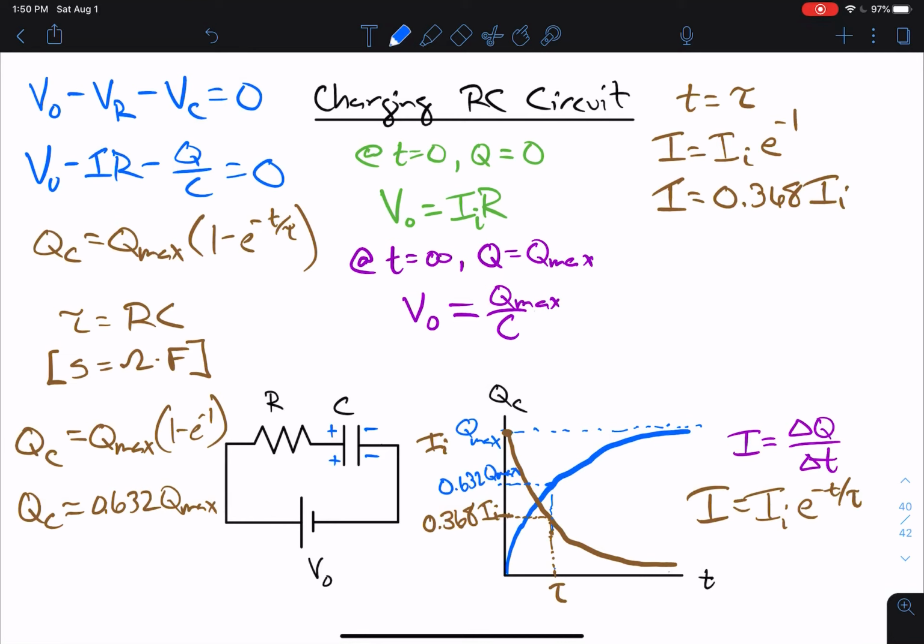So this is the charging RC circuit. Just a real quick summary of how it works. And if you're wondering about the discharging RC circuit, you'll want to watch the video on that.